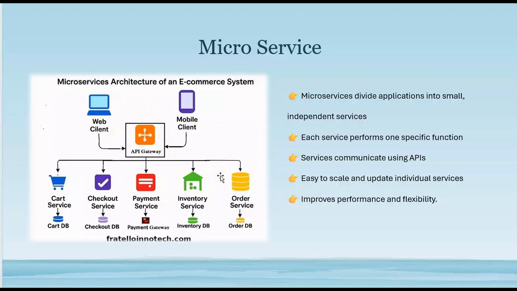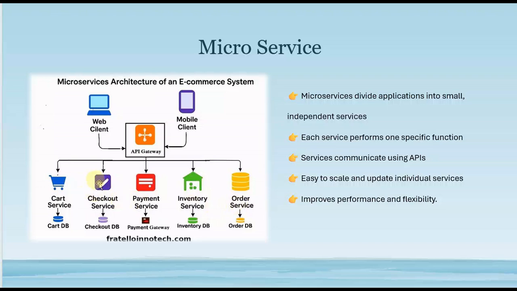First, users access the system through a web client or a mobile client. Both clients send requests to a central point like the API gateway. This gateway acts like a single entry point. The API gateway sends a request to different microservices based on the need. Here we have a cart service, checkout service, payment service, inventory service and order service.